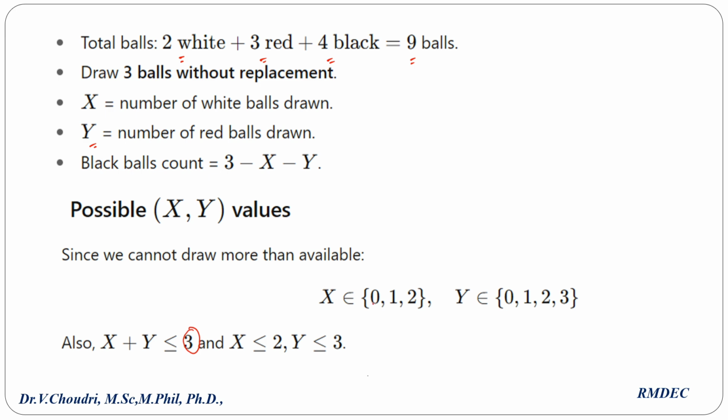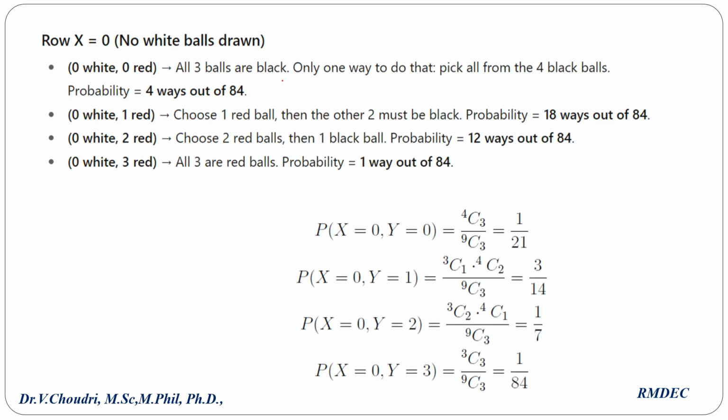Possible values of X: 0 white ball, 1 white ball, 2 white balls. Possible values of Y: 0 red, 1 red, 2 red, 3 red. Now I am going to assume X equal to 0 white balls. If X equals 0, we can get 3 balls only. So we can take 0 red, so white balls are 0, red balls are 0, and we can only take 3 black balls, 3 black balls from 4 black balls.